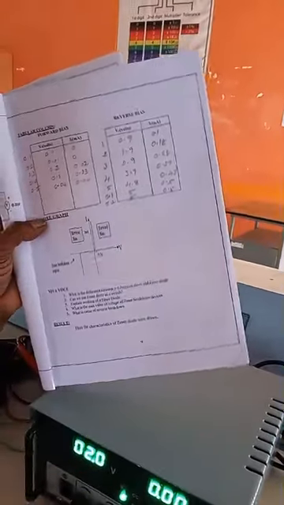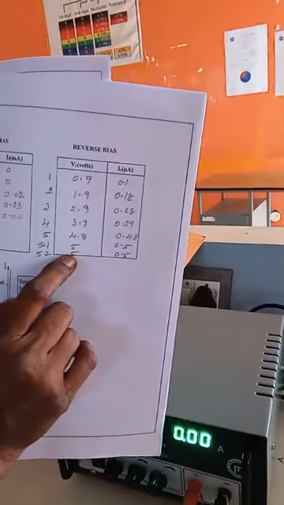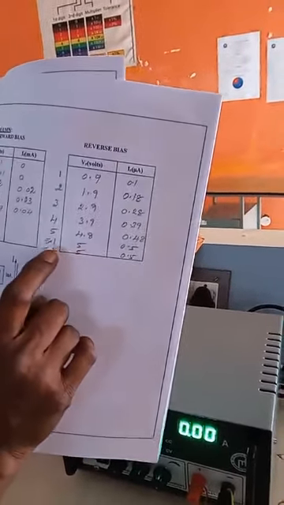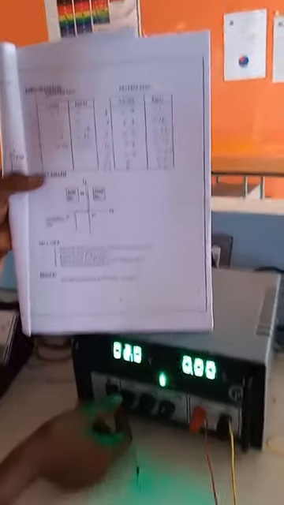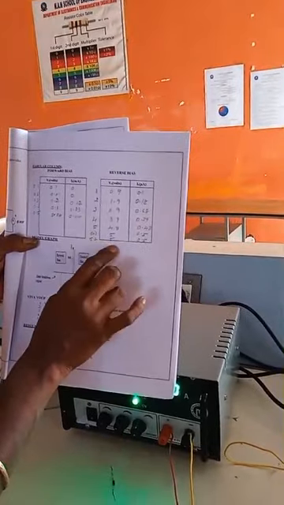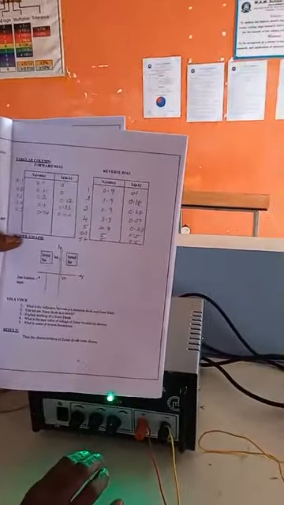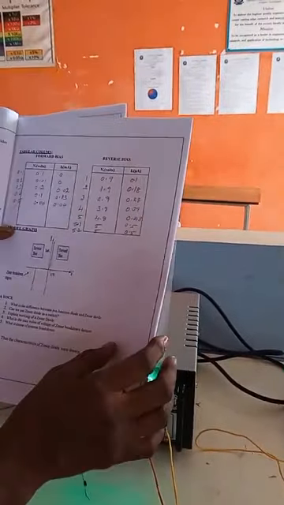Coming to 5 volt, see here, these are the readings. Where we keep the RPS at 5.1 volt, we still get 5 volt. This is the breakdown voltage. For 5.2 also we are getting 5 volt, and for 5.1 also we are getting 5 volt. So this is the breakdown voltage.